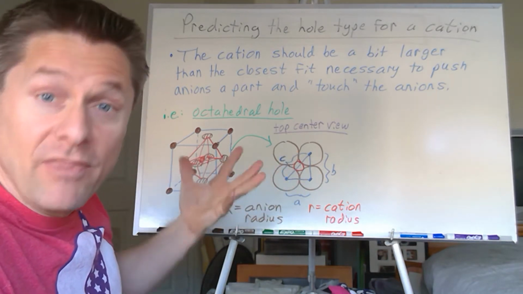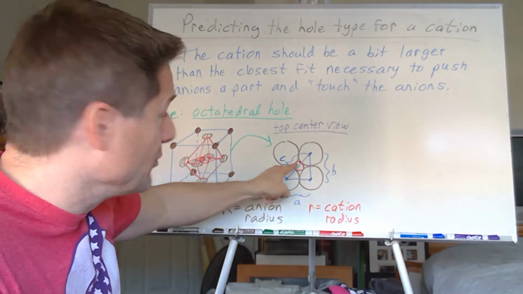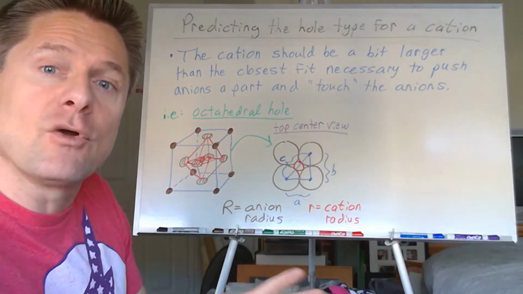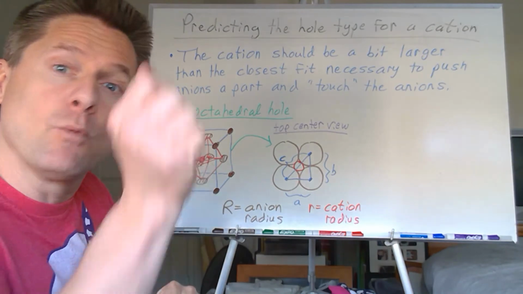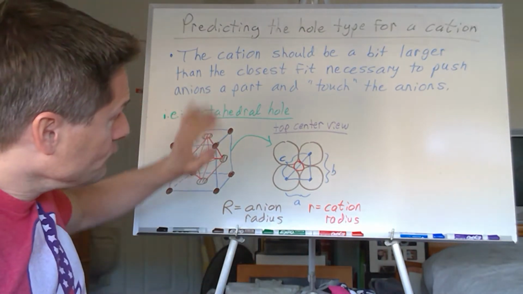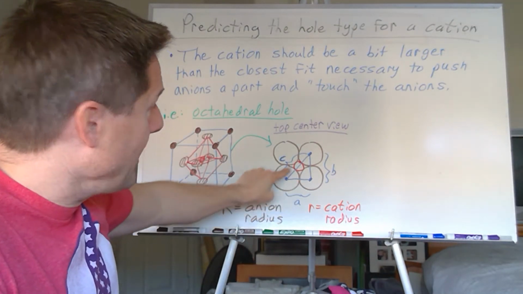And then the radius of the cation we need should be a little bigger than the answer we're going to get. So I'll do it with an equal sign, but then at the end we'll put a greater than sign, okay? Well, do you see that little triangle that forms?